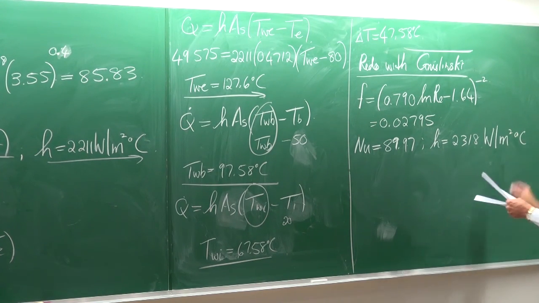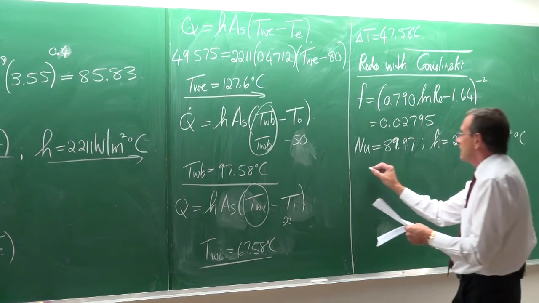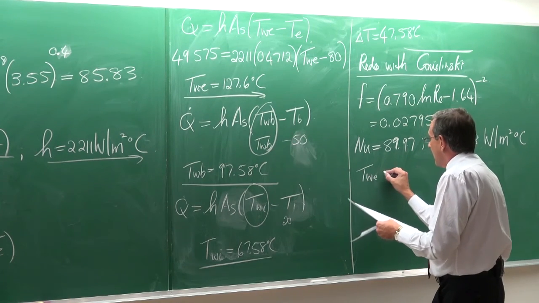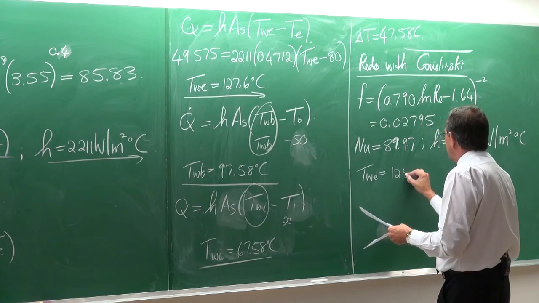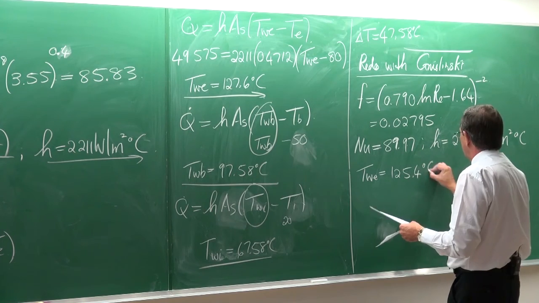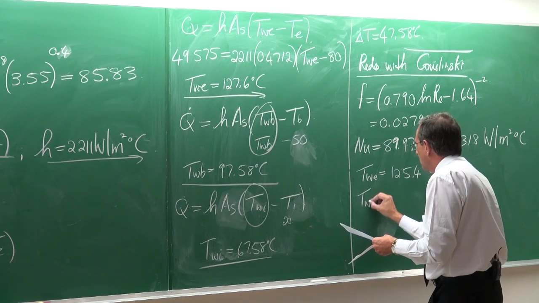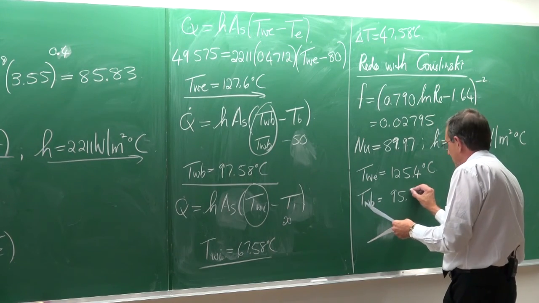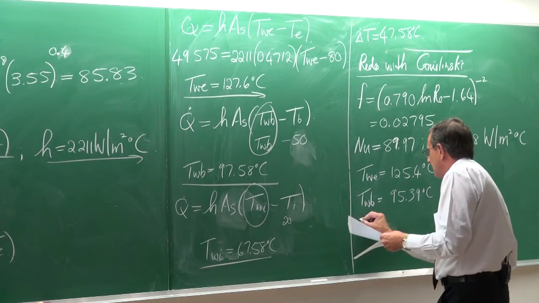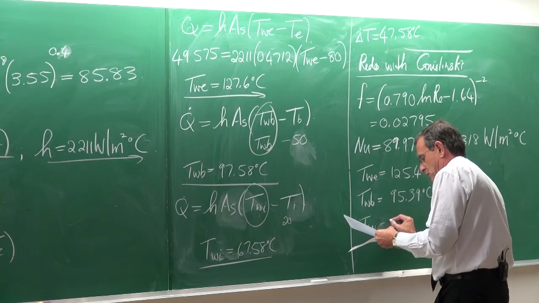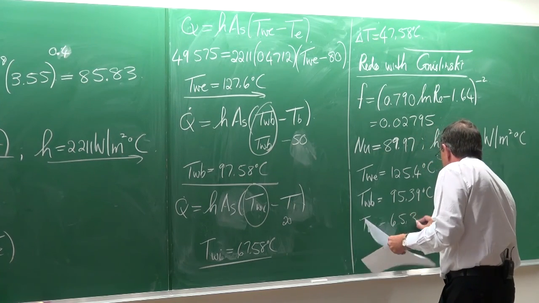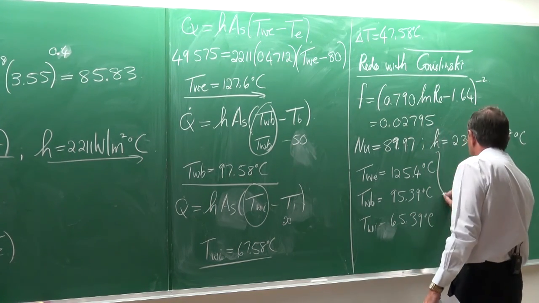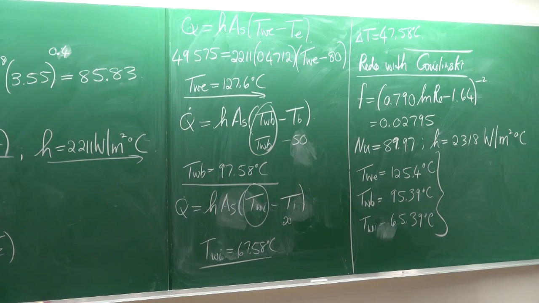And if you now use that to go and calculate the wall temperatures, at the outlet it would be 125.4 degrees Celsius. At bulk, which is at the center, it would be 95.39 degrees Celsius. And at the inlet, the wall temperature would be 65.39 degrees Celsius. So there are the answers according to Gnielinski.